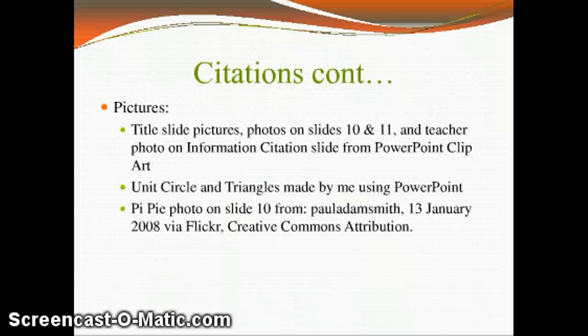Most of my pictures were just found on the PowerPoint clip art, so I don't know if those had to be cited or not, so I did it just in case there was a copyright infringement going on. So now I have them cited so I can't be sued. And the unit circle and all of the triangles were made by me using PowerPoint. At least I know I'm PowerPoint efficient. And the pi inception-ish photo from slide 10 was found on Creative Commons.